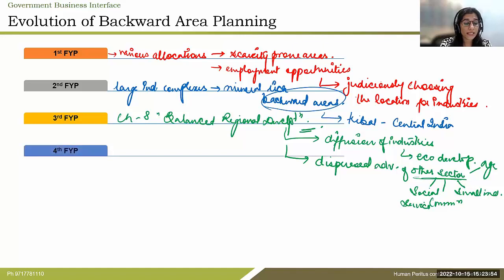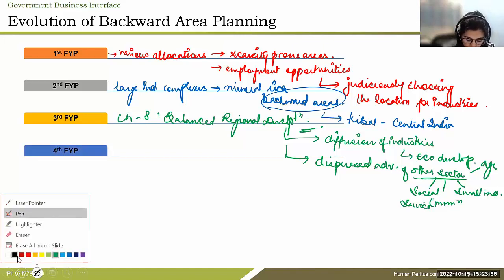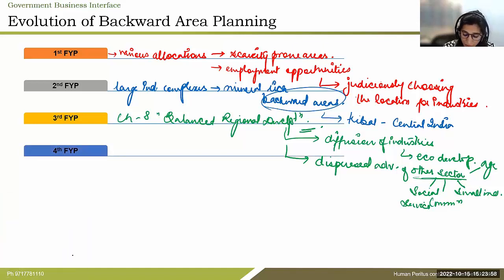All right. Next is the fourth 5-year plan. See, the fourth 5-year plan was a very important plan. All right. It has been considered as the watershed period in the history of backward regional development in India. It actually did what? It had given various points. All right, let me jot it down for you guys here.